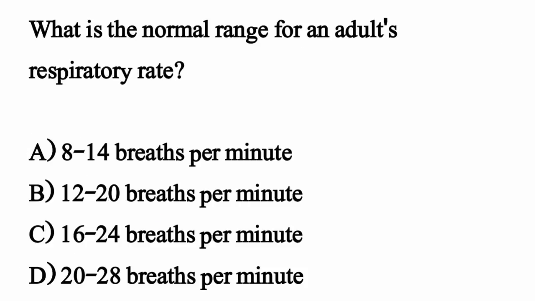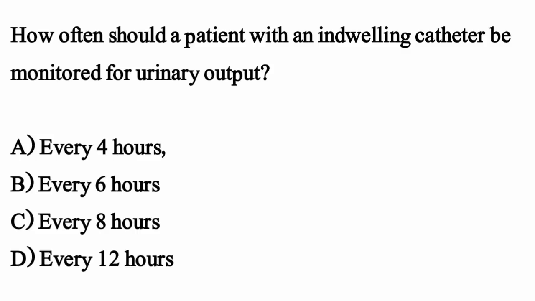What is the normal range for an adult's respiratory rate? The correct option is option B, 12 to 20 breaths per minute. How often should a patient with an indwelling catheter be monitored for urinary output? The correct option is option A, every 4 hours.